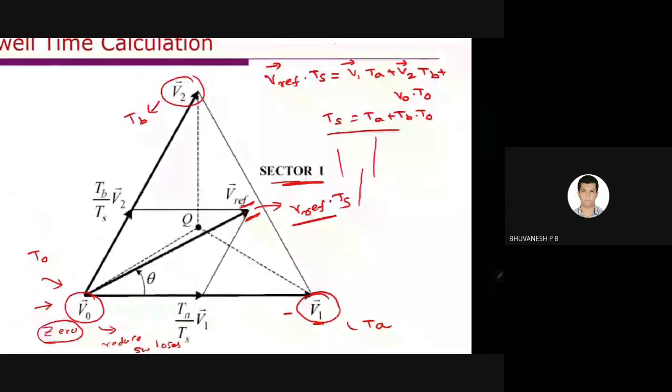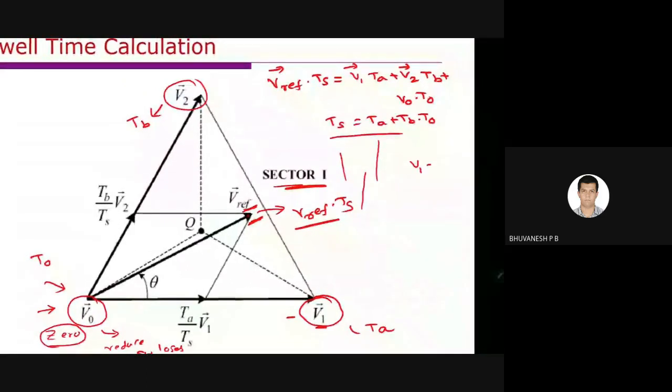From this, we know the value of V1, right? V1 is 2 by 3 Vd into e to the power of J0, and V2 is 2 by 3 Vd into e to the power of J pi by 3, right? So substitute these, and you will get the values for TA, TB, and T0. We already discussed this. So this is corresponding to sector 1.